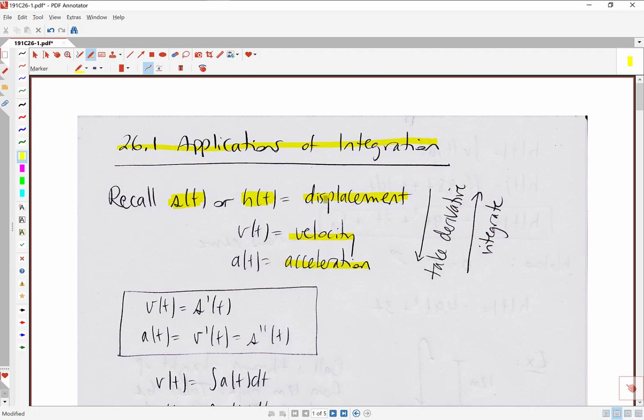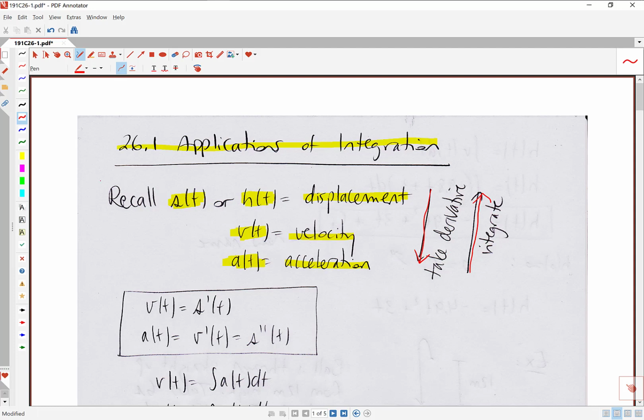Now, if we take the derivative of displacement, what we get is the velocity, call that v of t. And if we take the derivative of velocity, then we get acceleration, a of t. So if we lay out the three functions, displacement, velocity, and acceleration in this order, then when we move this way, what we're doing is taking the derivative. And when we move this way, what we're doing is integrating.